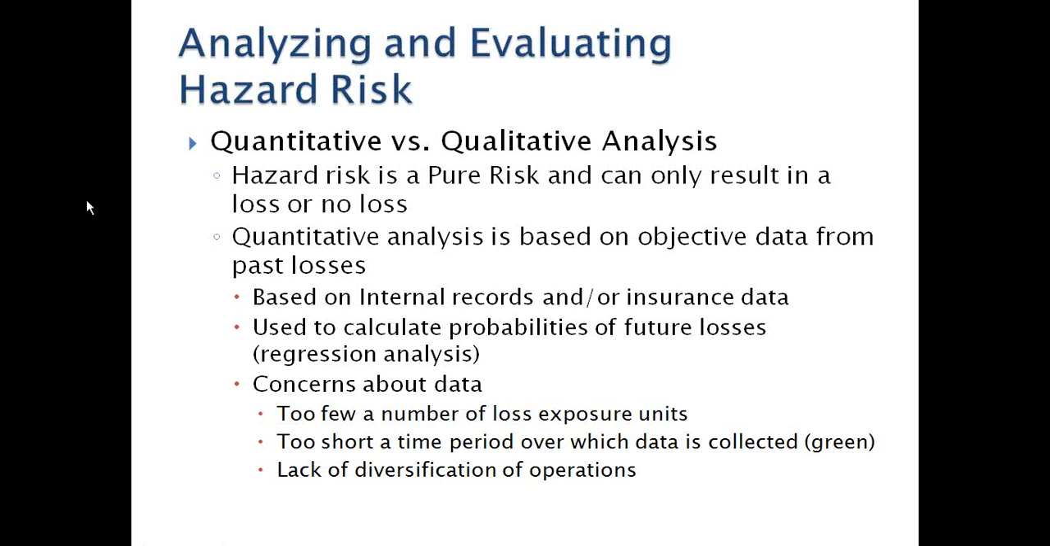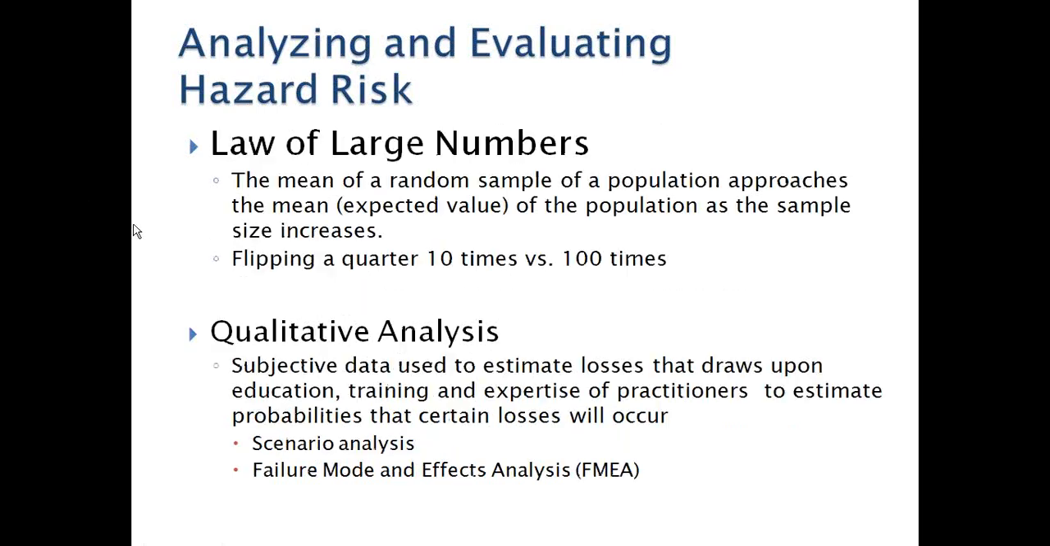And the third item when we look at data is lack of diversification of operations. If we're not diversified, or if we have one basic exposure and then we change our operation to do something differently, we can't necessarily use that data to project injury rates or other types of claims because we've changed our operations at that time point. So that's what I mean by diversification of operations: you want to have a diverse set, so it's kind of the law of large numbers when we start looking at these types of things.